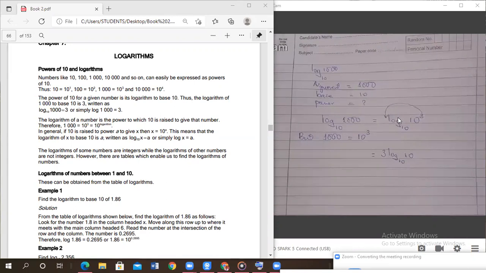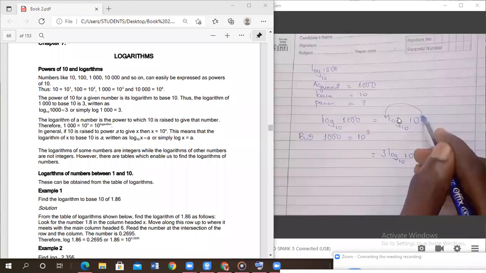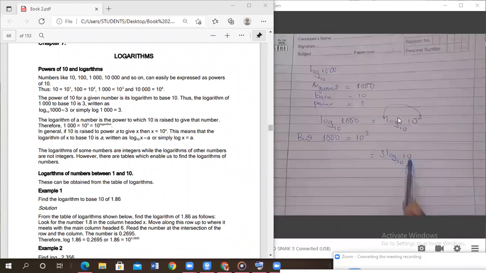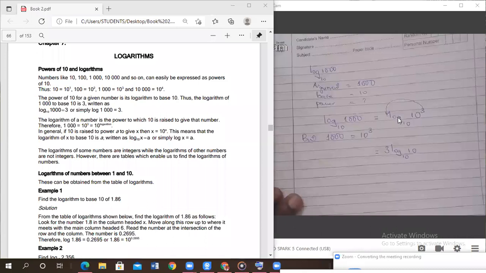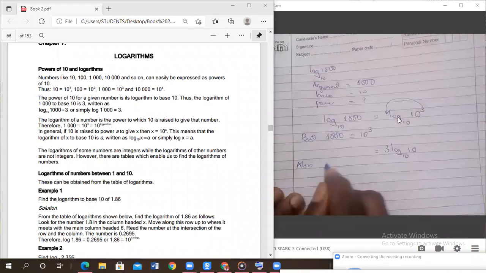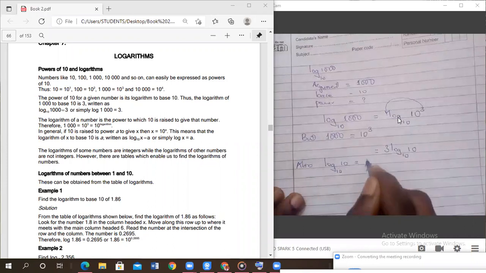So for him, he said to make it easier, this power must be shifted from here to here. That's why now we write it as 3 log to base 10 of 10. Then he also added that if I have an argument with the same base, that number must be 1. He also said log to base 10 of 10 must be equal to what?